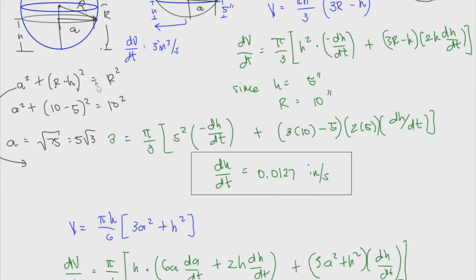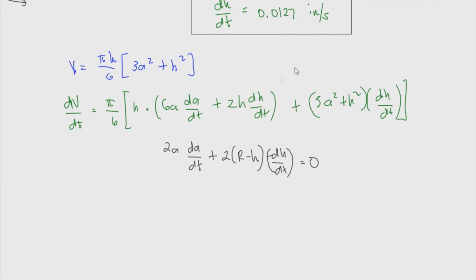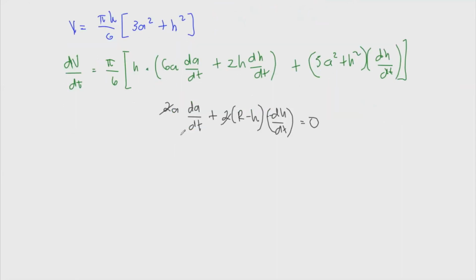So this is obtained from this general expression of the Pythagorean theorem, and we know very well that the derivative of r is 0 because it is constant. So we can cancel 2 here, and we're now left with dA over dt. I'll be transposing this to the right. This is negative, so I have (r minus h) times dH over dt, divided by a.